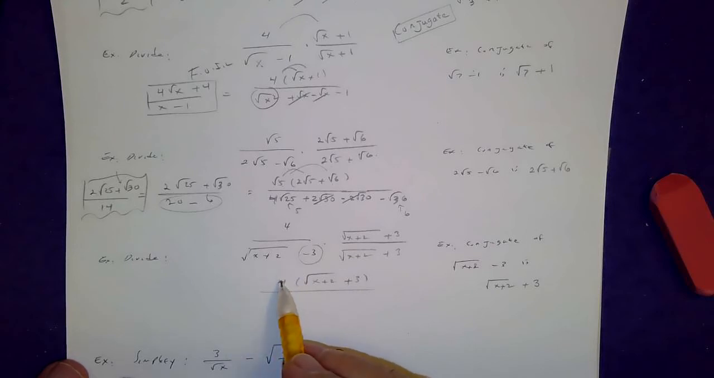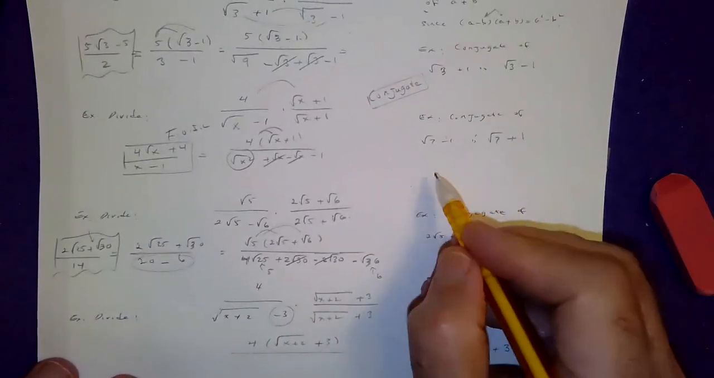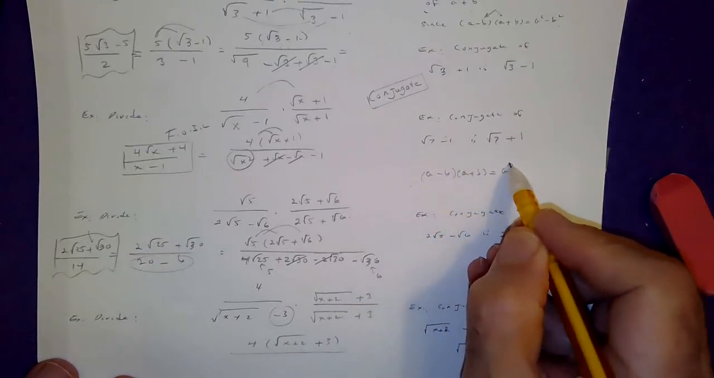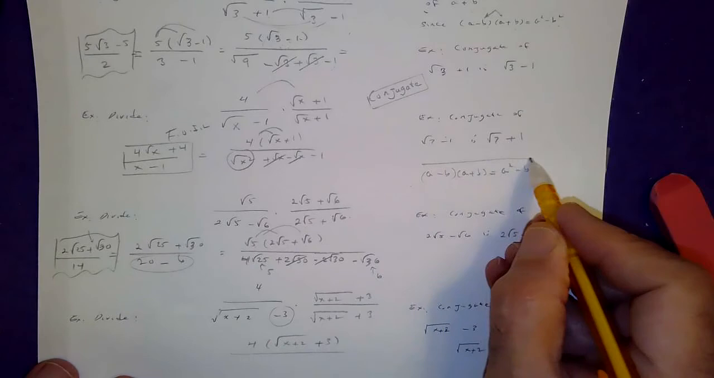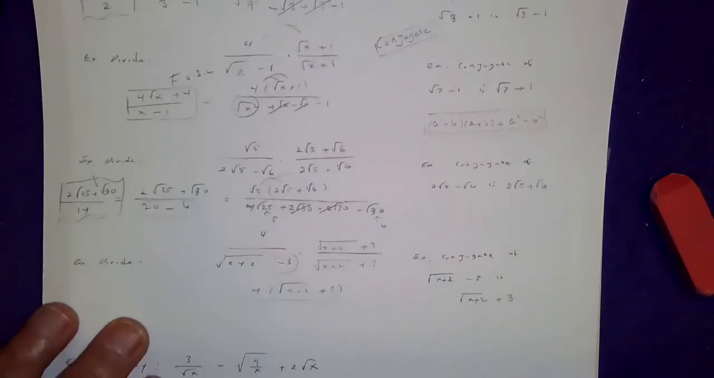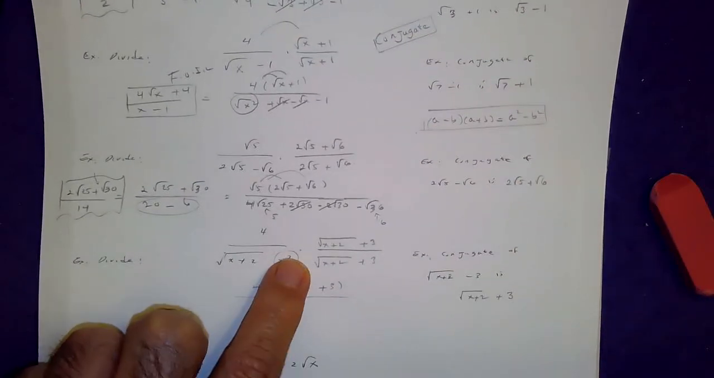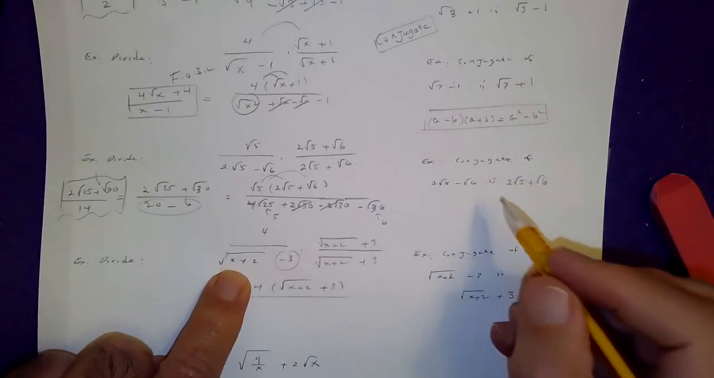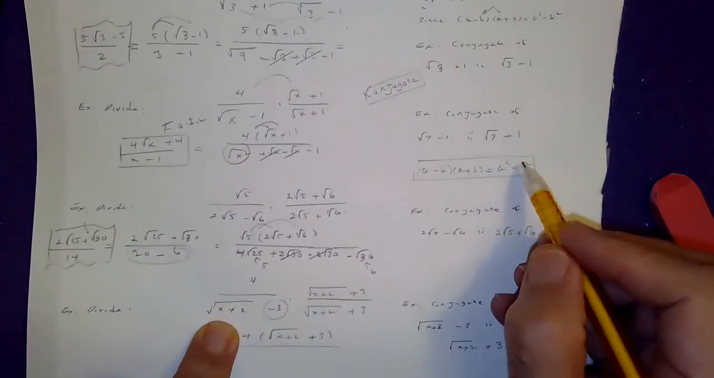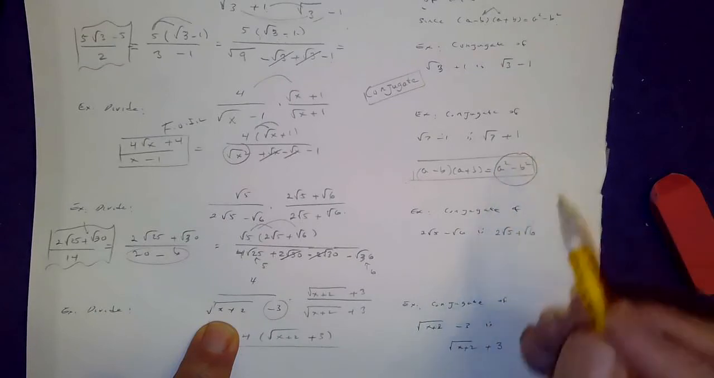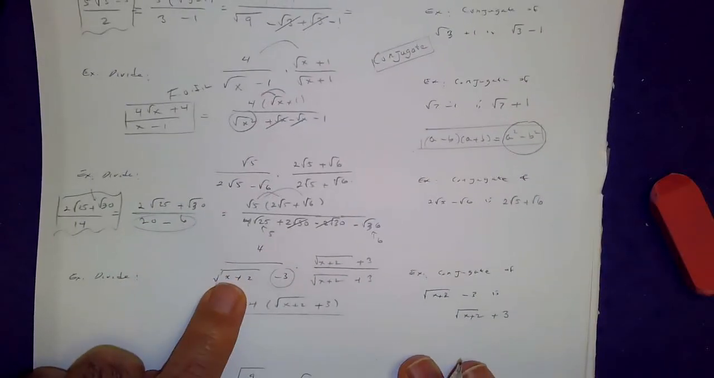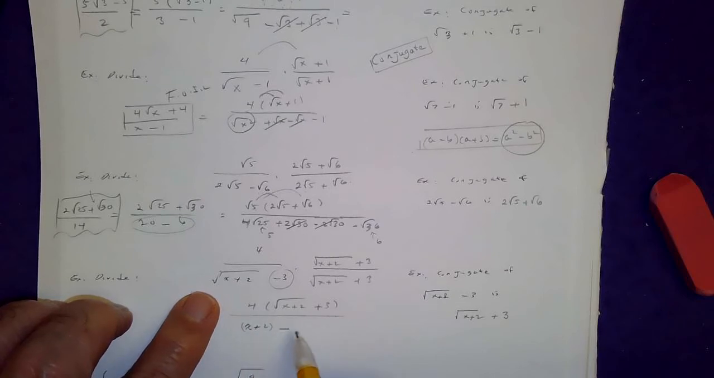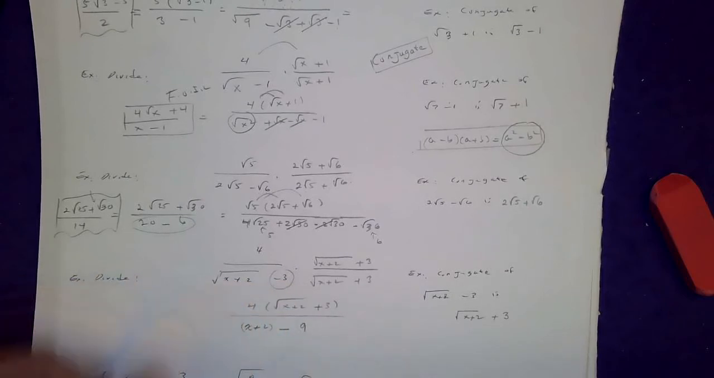here's a shortcut. Remember we said a minus b times a plus b is always a squared minus b squared. Remember the difference of two squares? This is like a minus b times a plus b. So to square this guy, remember your final answer should look like this: a squared minus b squared in the denominator. The square of this wipes out the radical sign. Minus the square of 3 is 9.